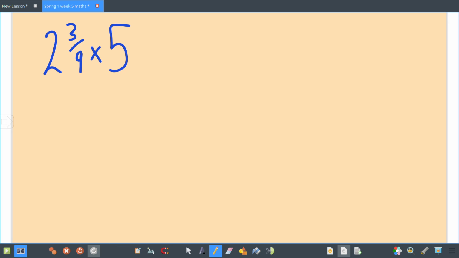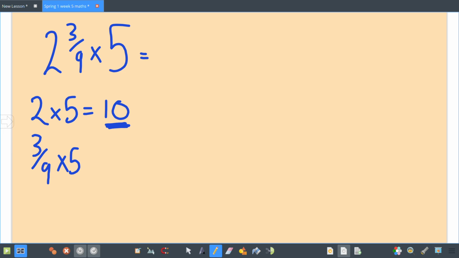And again, this is when you've got two ways of doing it. So you can choose to partition it, whole number times whole number. So 2 times 5 gives you 10. Underline it, that's part of your answer. And then you're doing 3/9 multiplied by 5. So how many ninths will I have? 3 times 5. When we multiply your whole number by your numerator, that's 15.